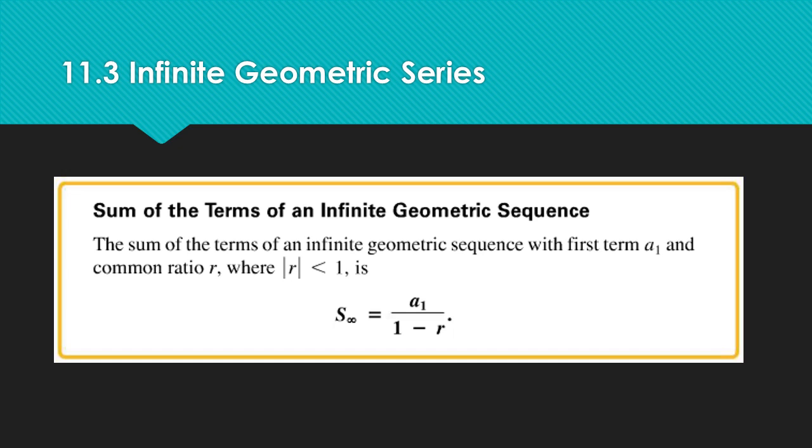The sum of the terms of an infinite geometric sequence with first term A1 and common ratio r, where the absolute value of r is less than 1. And again, notice that the common ratio is a fraction. It's less than 1. Otherwise, you're not going to be able to find the sum of an infinite sequence. But when you have a common ratio of less than 1, you can find the sum of an infinite sequence by doing A sub 1 over 1 minus r.